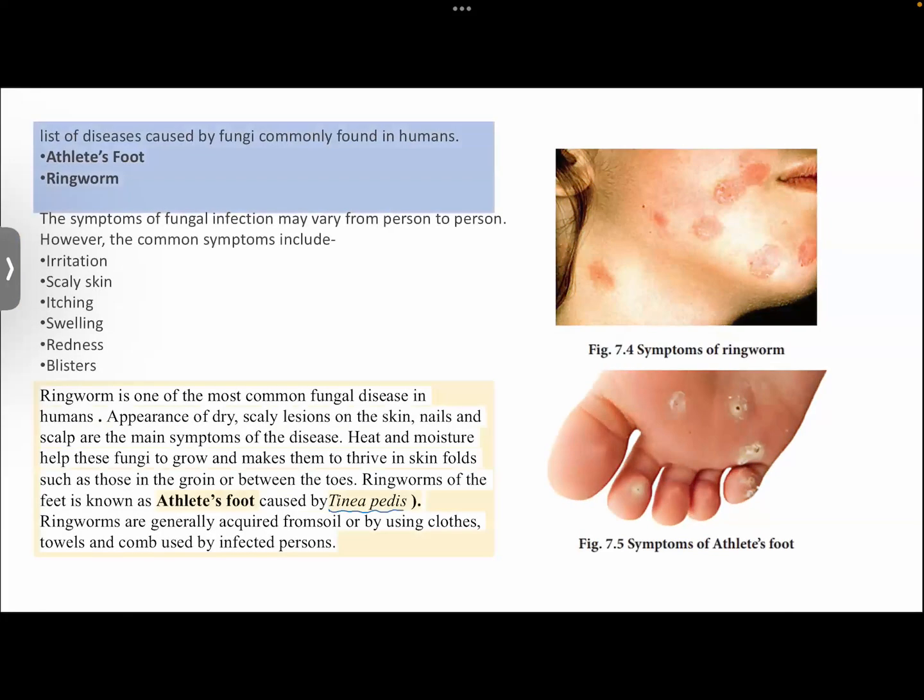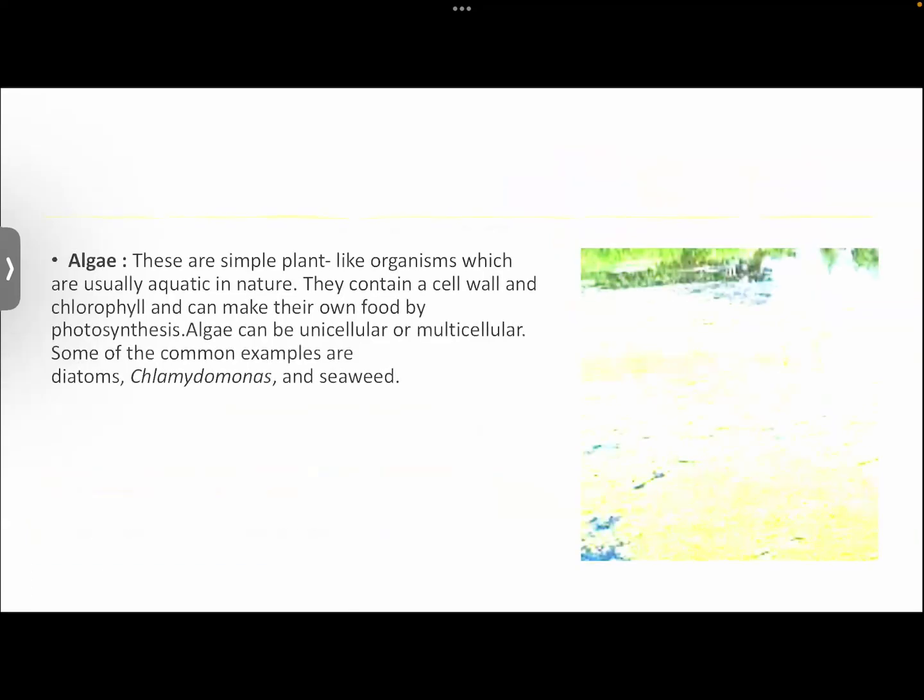We learned that fungi are known to cause some diseases like ringworm and athlete's foot. Getting it, Aisha? Yes, sir. So these were the things we learned.